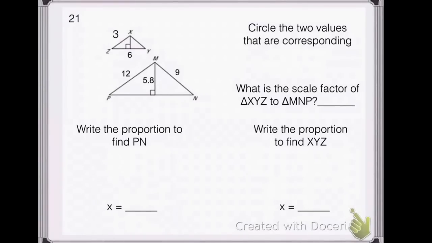On this one, it might help if you write something down. The first thing you need to do is determine the scale factor. The next thing you need to do, set up your proportions and solve for PN. And the last thing you need to do, set up your proportions and solve for side XY.